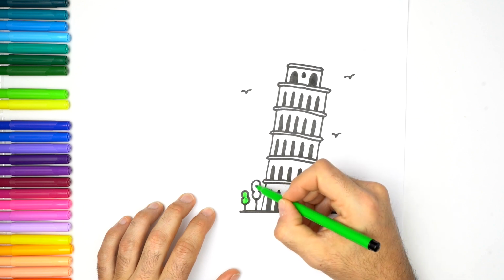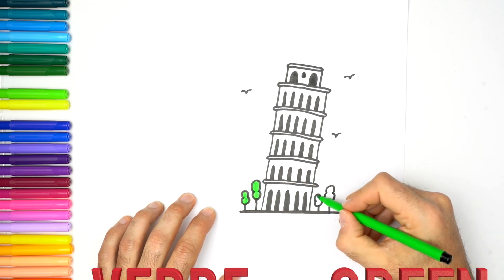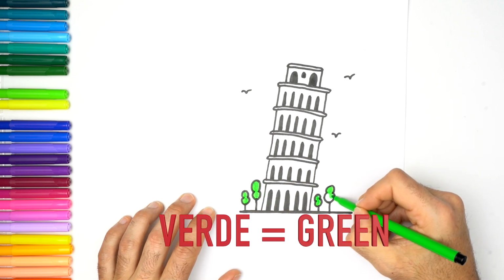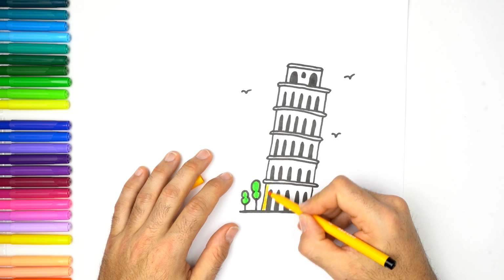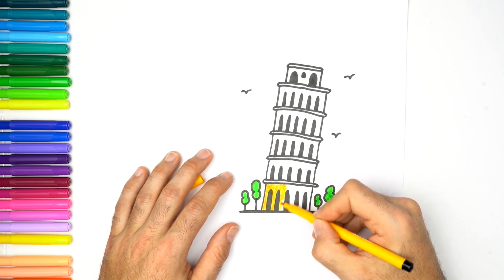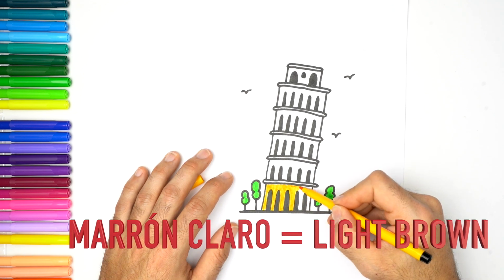Now let's go with the green color. Green in Spanish is verde. We use light brown. That in Spanish is said MARRÓN CLARO.